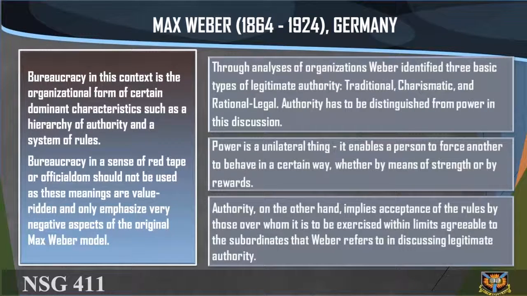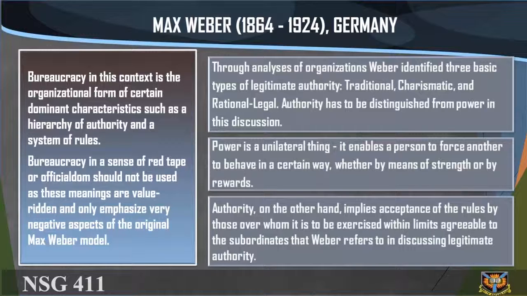Max Weber, 1864 to 1924, Germany. Bureaucracy, in this context, is the organizational form of certain dominant characteristics such as a hierarchy of authority and a system of rules. Bureaucracy, in a sense of red tape or officialdom, should not be used as these meanings are value-laden and only emphasize very negative aspects of the original Max Weber model.